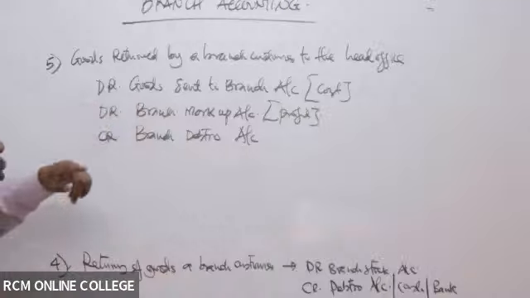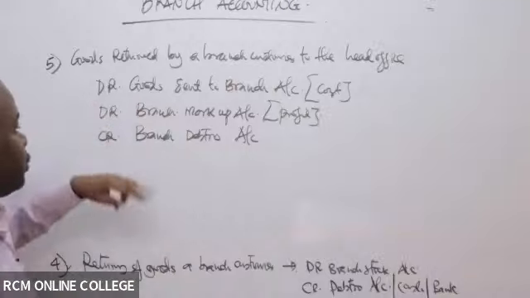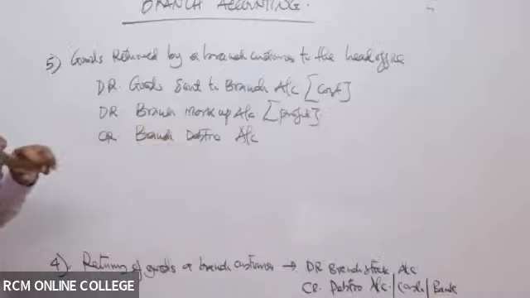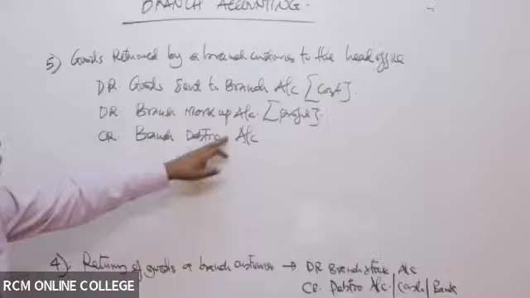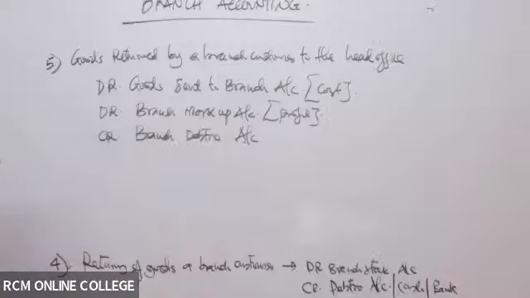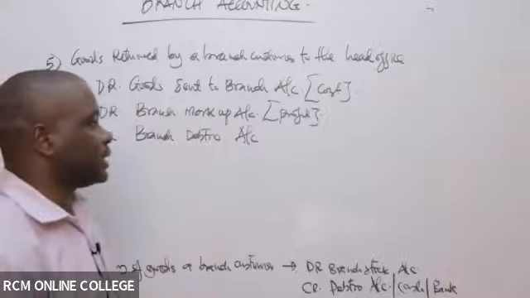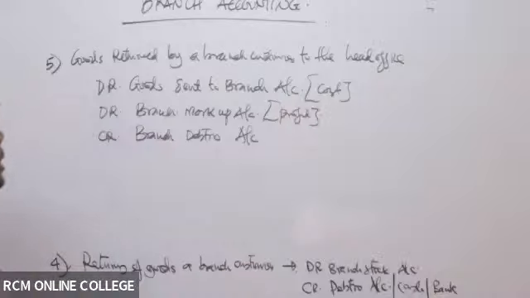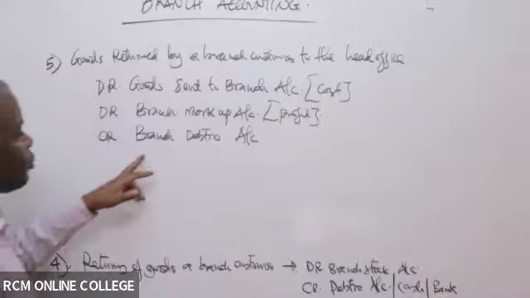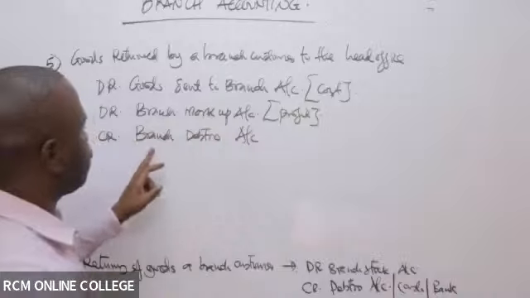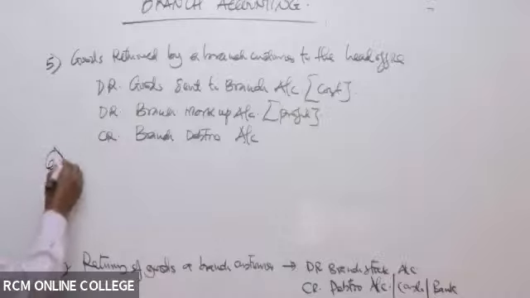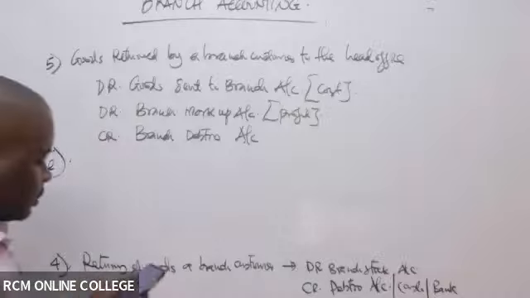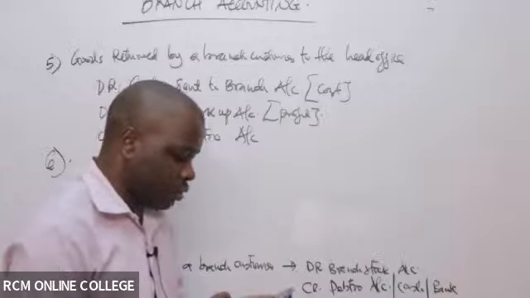If you look at number 2, your entries are: you debit the branch markup account. But now in this case, it will be reducing the debtors. It won't be reducing the inventory of the branch at the branch level, but it will be reducing the debtors. The overall debtors of the branch will be reduced. So in this case, you credit the branch debtors account.